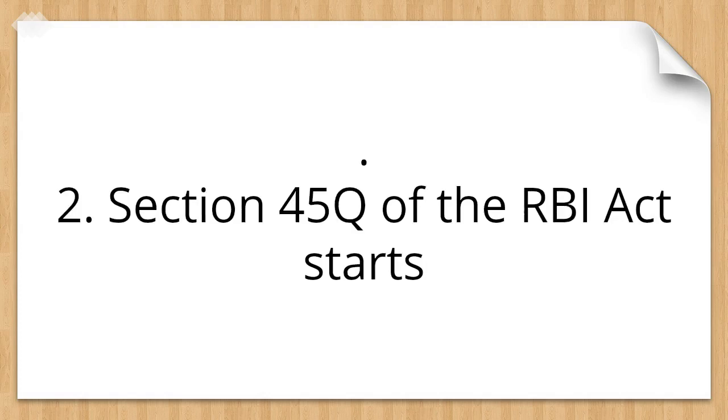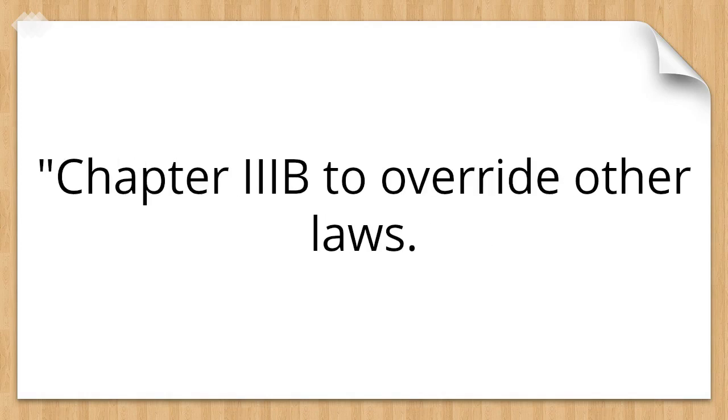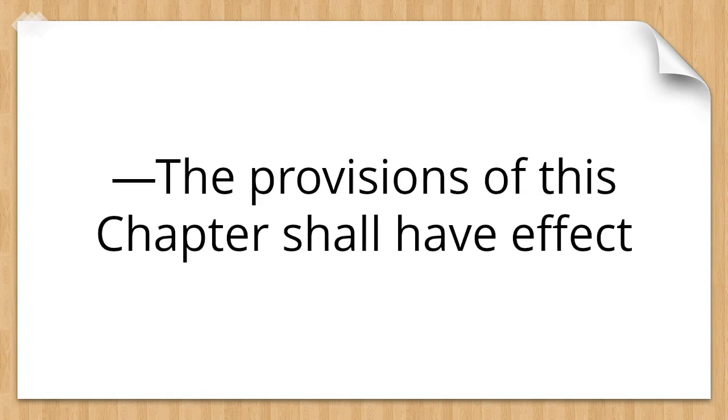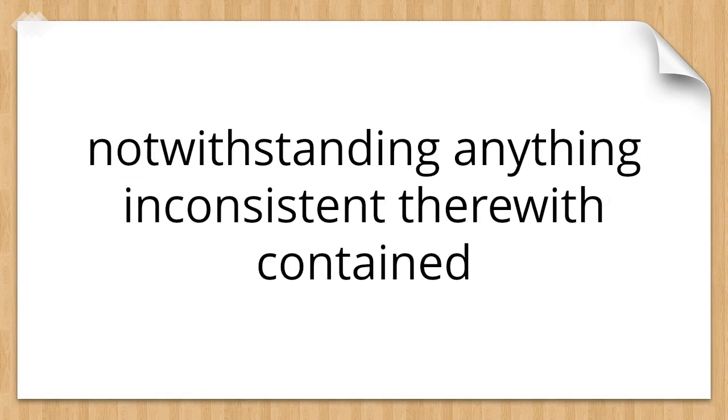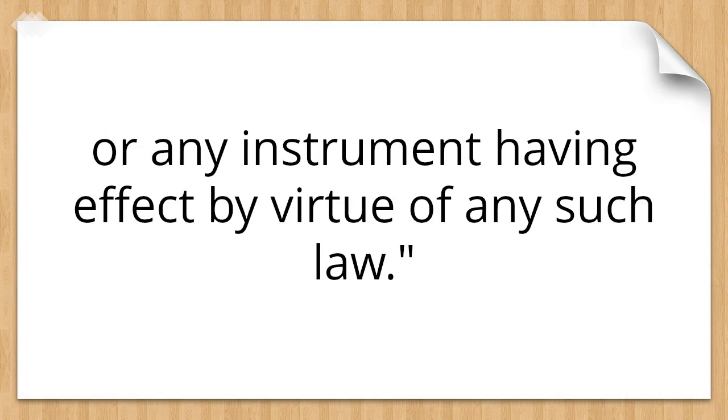Number 2. Section 45Q of the RBI Act starts with a non-obstante clause stating that Chapter 3B overrides other laws. The provisions of this chapter shall have effect notwithstanding anything inconsistent therewith contained in any other law for the time being in force or any instrument having effect by virtue of any such law.